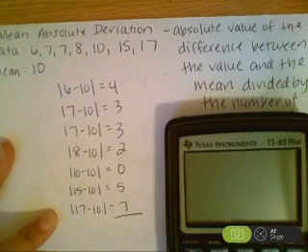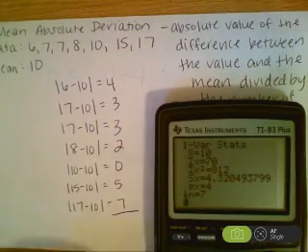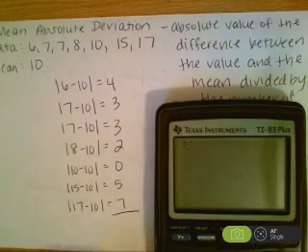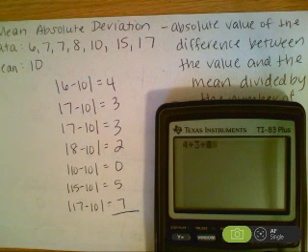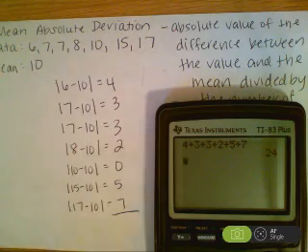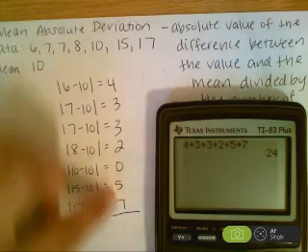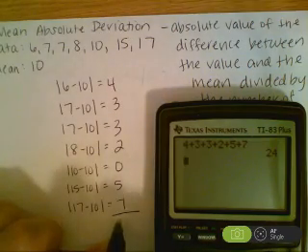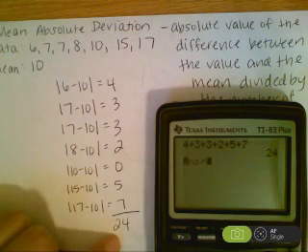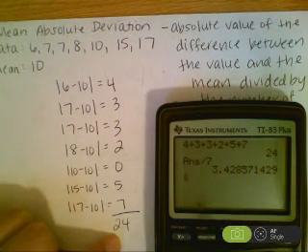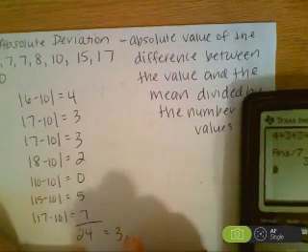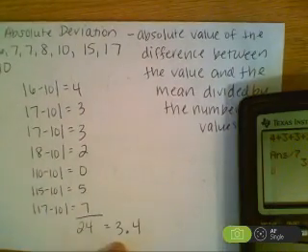Once you found the absolute value of all of those, you're going to go to your calculator and add them all up. 4 plus 3 plus 3 plus 2 plus 5 plus 7. So I got 24. Now there are 7 data values, so I'm going to take 24 divided by 7. And I got 3.4. So my mean absolute deviation is 3.4.